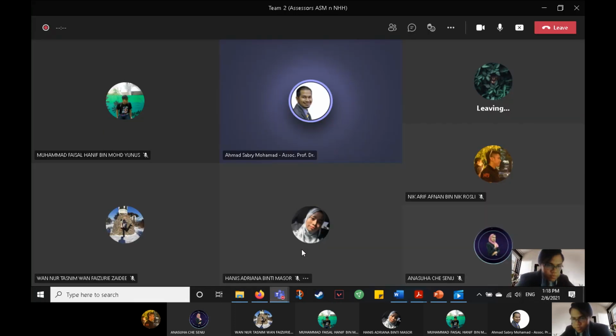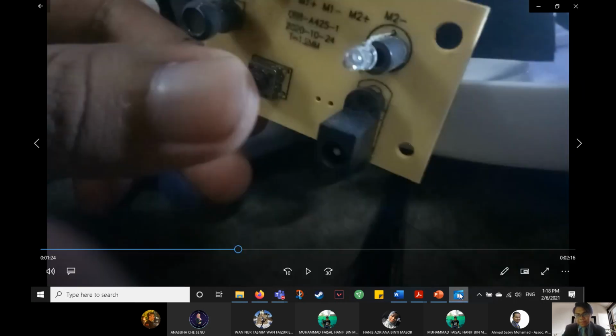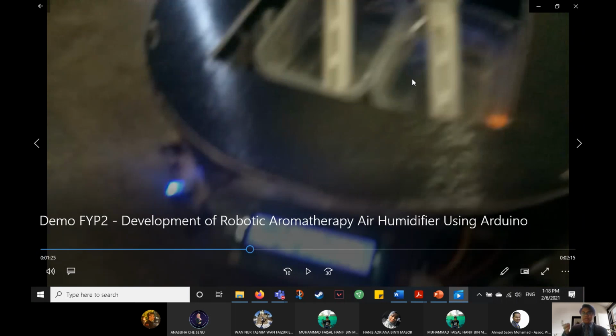Can your robot sweep the floor as well? Yes, actually. Do you want to see the video? As you can see, press the button to start. Yes, you can see the project will start moving. There is a fan that will rotate the swiper.